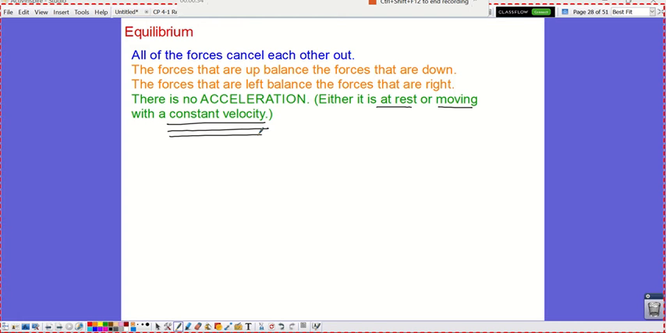You just have to be moving at a constant velocity, which means you're maintaining your same speed and going the same direction.